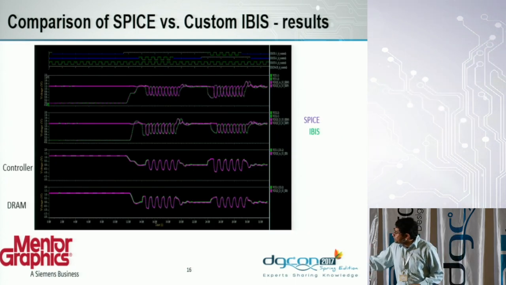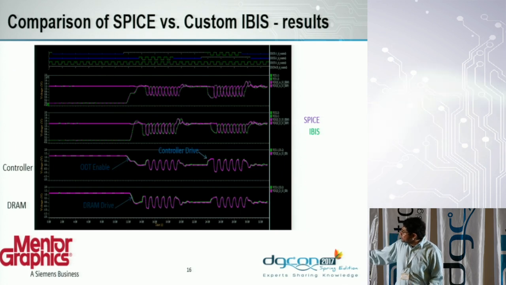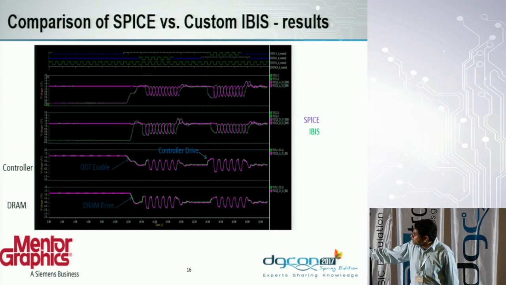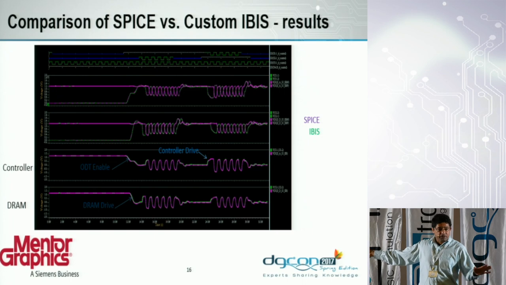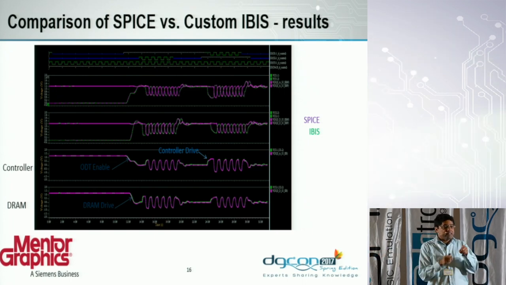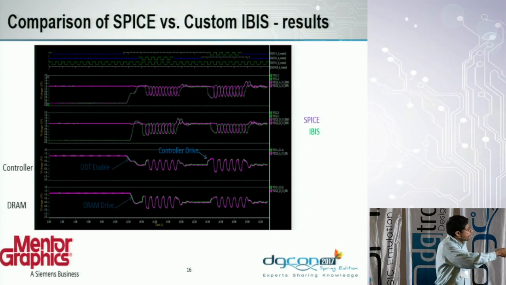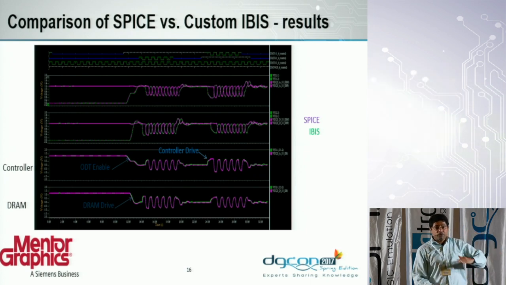Let me actually skip through a couple here. So in the first part over here, both of them are tri-state. The first two are the P and the N. So this is the P and the N of the DQS, the strobe. The top one is controller, the bottom one is DRAM. So you have controller, DRAM, P and N, P and N, differential, differential.